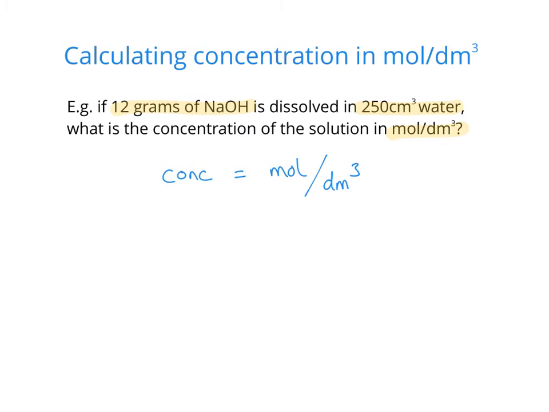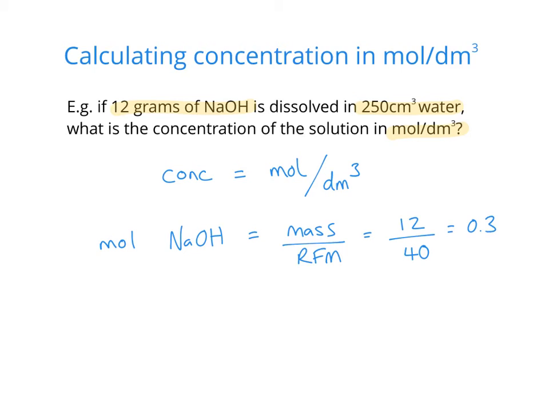So first thing I've got is 12 grams. Grams is not moles, but I know how to convert them. I use the periodic table. So my moles of NaOH in 12 grams is going to be the mass over the RFM, or the Mr. It's going to be 12 over, check out the periodic table, add up sodium, oxygen, hydrogen, it works out to 40. Put that in the calculator and I end up with 0.3 moles.